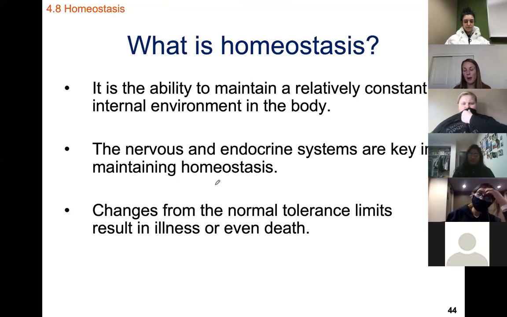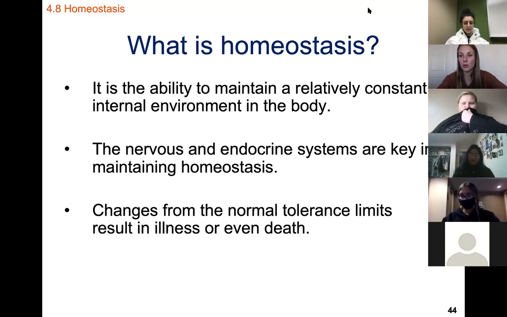Another big one is body temperature. When you go outside and it's super cold, your body can recognize that without you telling it that it's super cold, and then your body will start to shiver. Your muscles will contract, your teeth may chatter a little bit, and that's your body's way of reacting to maintain this relatively constant internal environment.